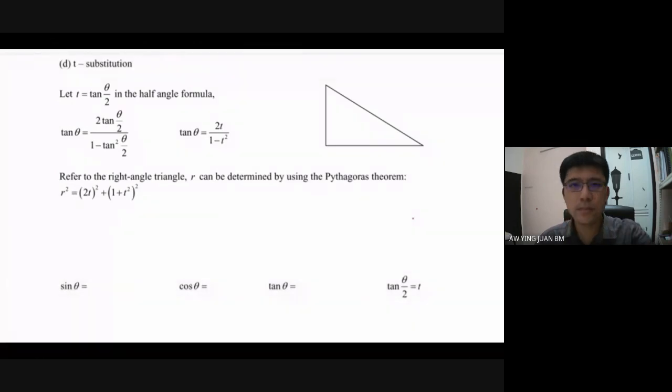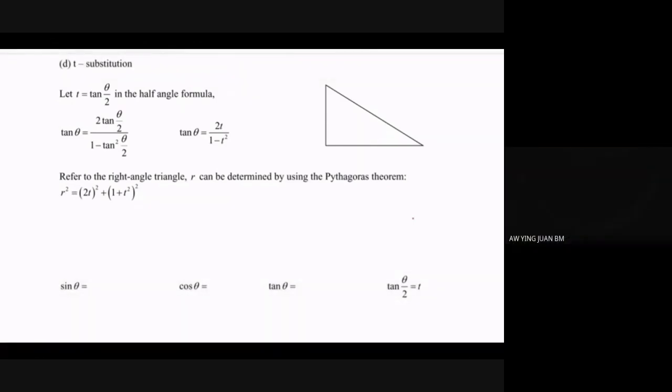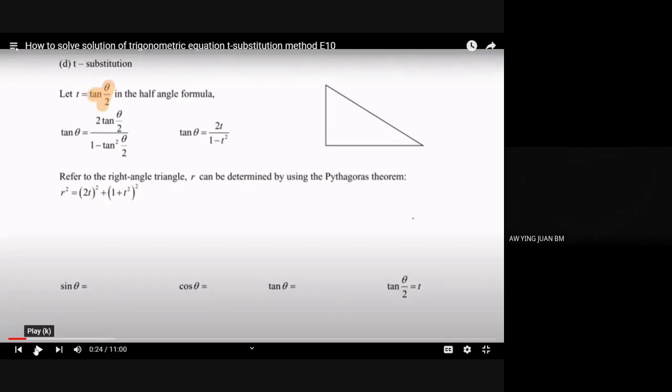By using the T substitution method, let t equals tangent theta over 2 in the half angle formula. So in the half angle formula, sekarang saya bincang T substitution. Saya tengah tunjuk bagaimana untuk proof, iaitu sin theta, cos theta dengan tangent theta.